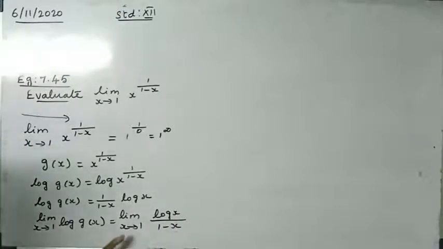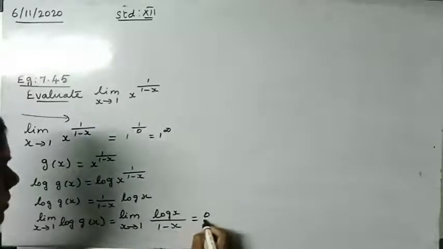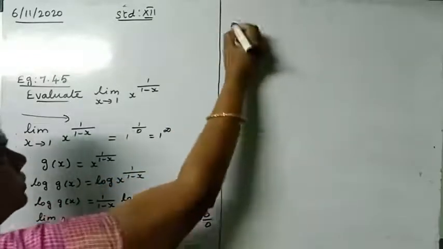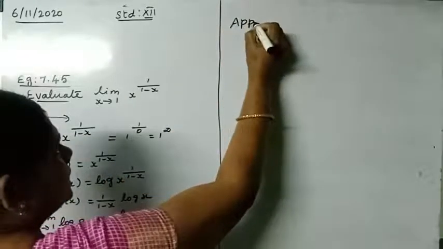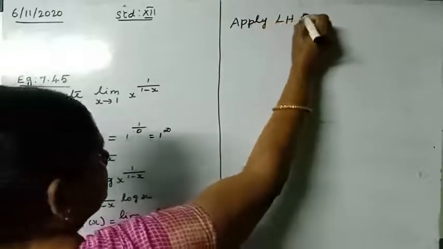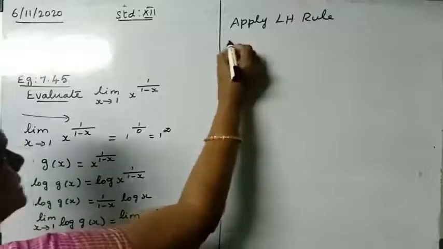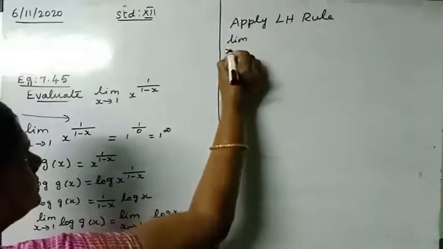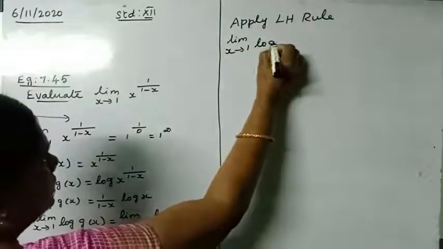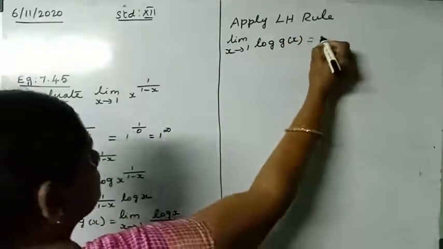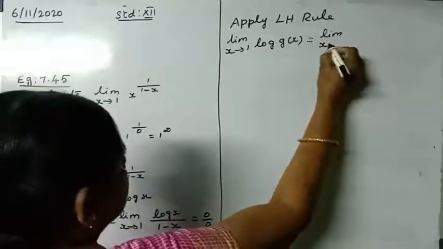Now substitute this 1. Now here log 1 is 0 by 1 minus 1 is 0. So now it is 0 by 0 form. So when the 0 by 0 form comes, we can apply L'Hospital's rule. So apply LH rule. Now when applying the LH rule, we write the left-hand side as it is. Limit x tends to 1 log of g of x is equal to limit x tends to 1.